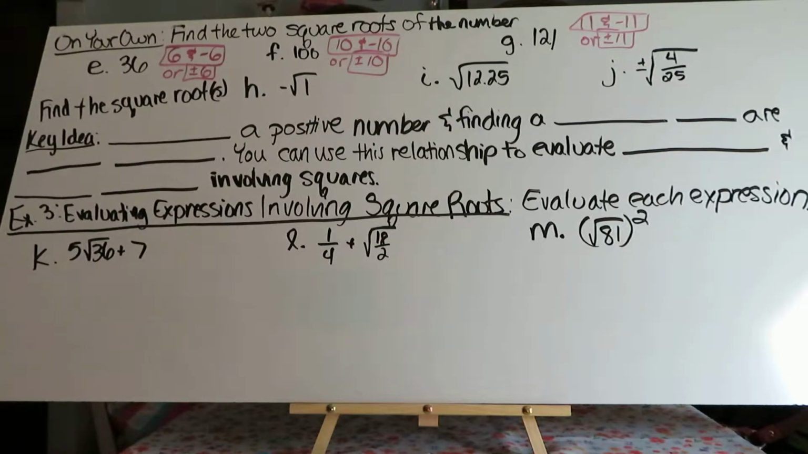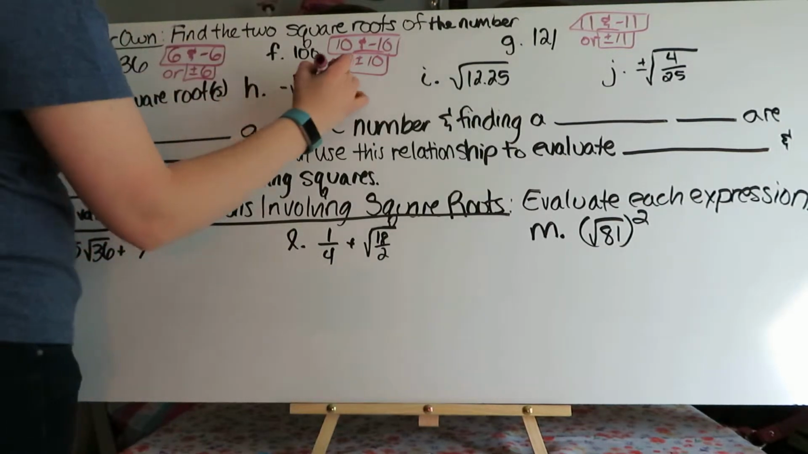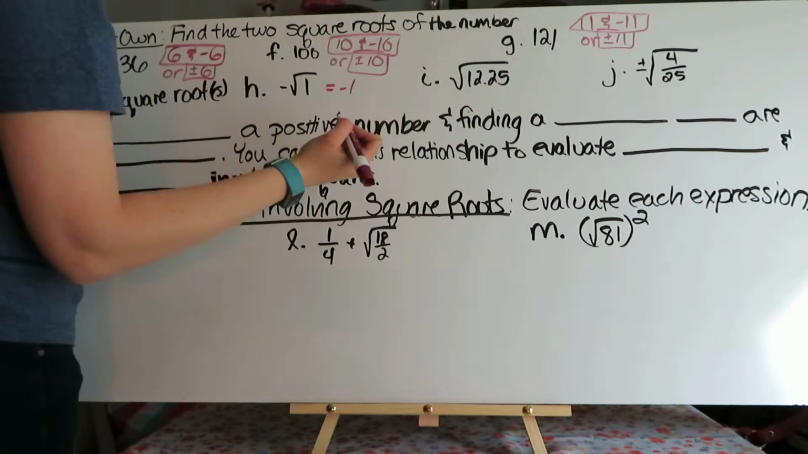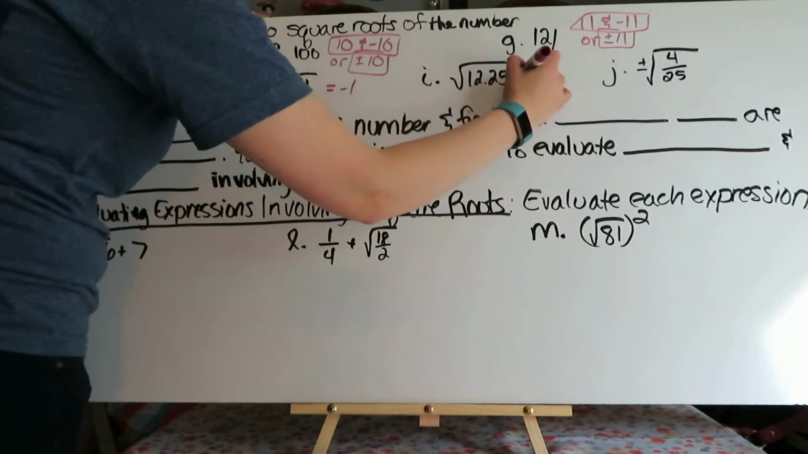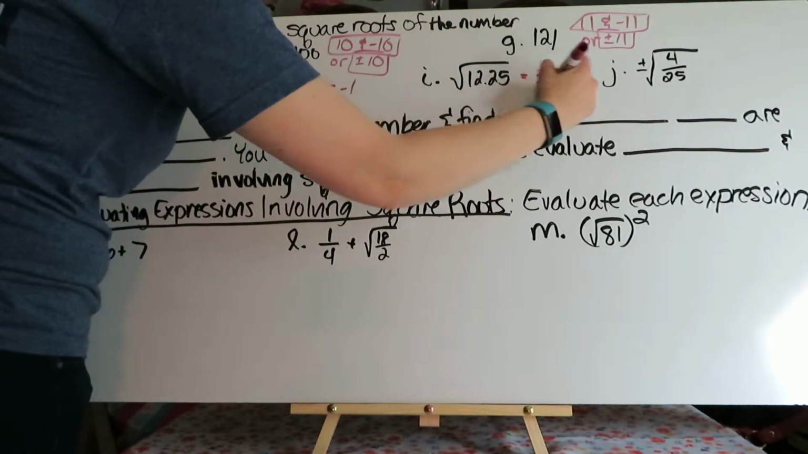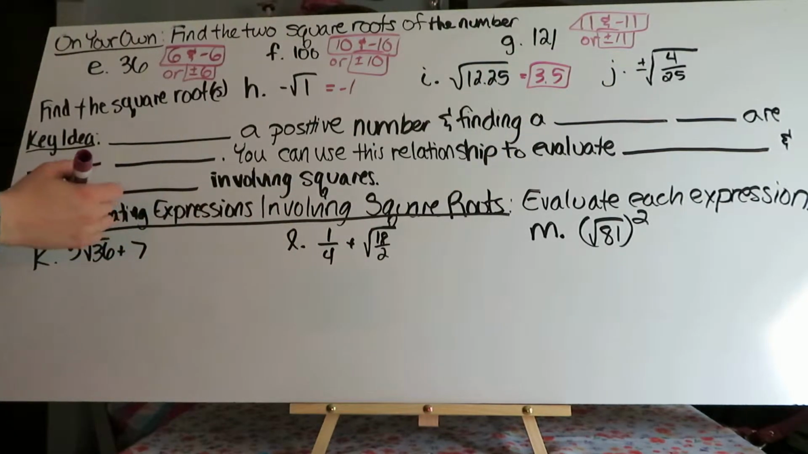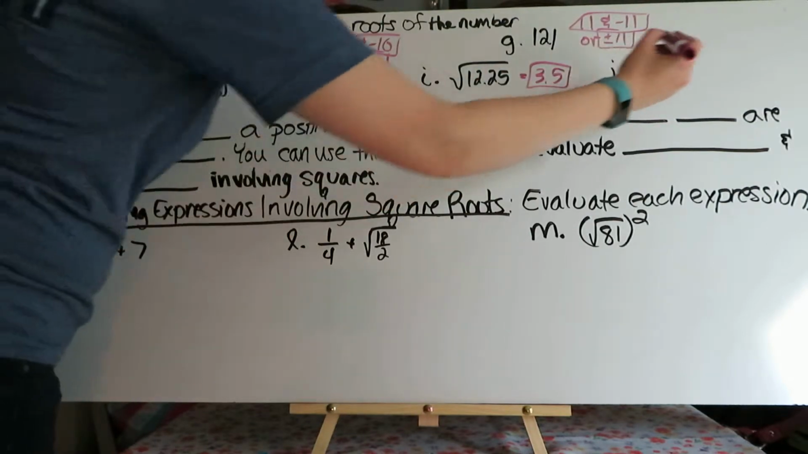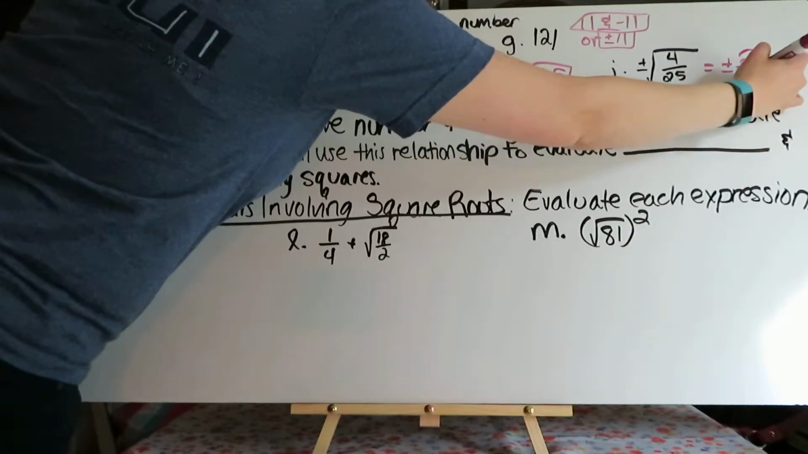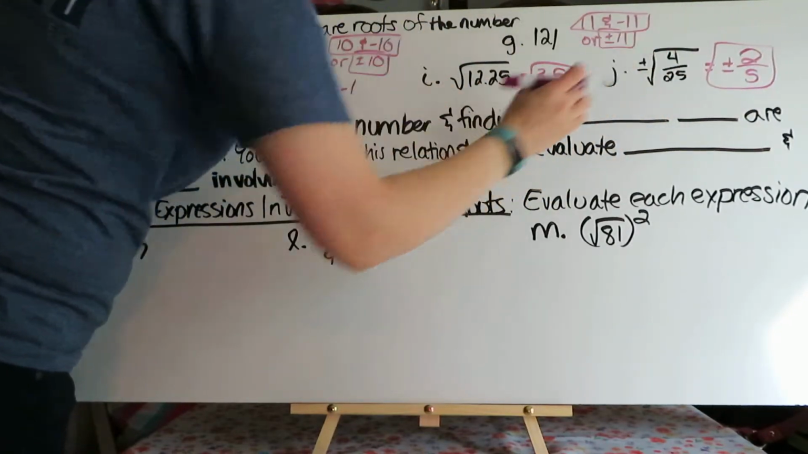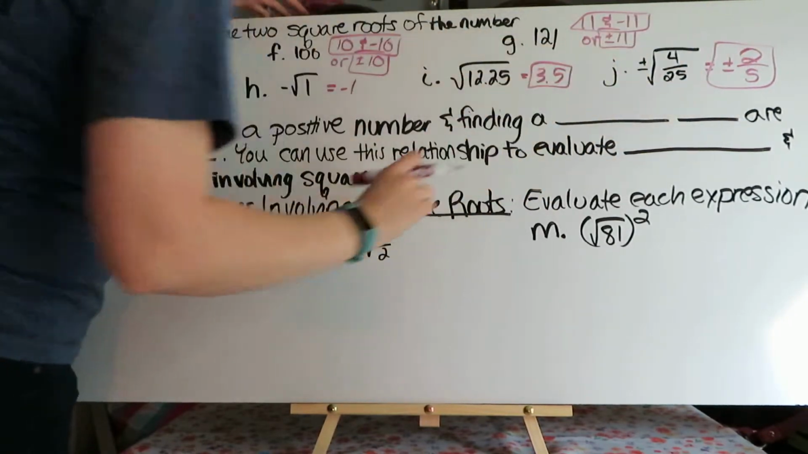Find the square roots. H, the negative square root of 1 is negative 1. The square root of 12 and 25/100ths is 3 and 5/10. The positive and negative square root of 4/25ths is going to be positive and negative 2/5. I did the square root of 4, which is 2. The square root of 25 is 5.